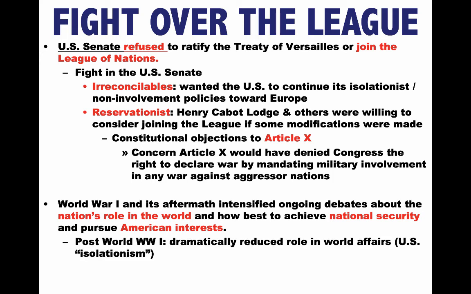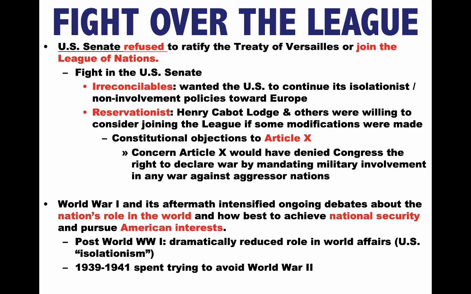What you will see in the post-World War I world is a dramatically reduced role in world affairs for the United States. There will be a degree of isolationism, and I put isolationism in parentheses since the US will not be entirely withdrawn from all world affairs in the 1920s. For example, you will see an attempt at arms control at the Washington Conference in 1921, but largely after World War I, the US is going to try to stay the heck out of any major foreign conflicts or agreements.